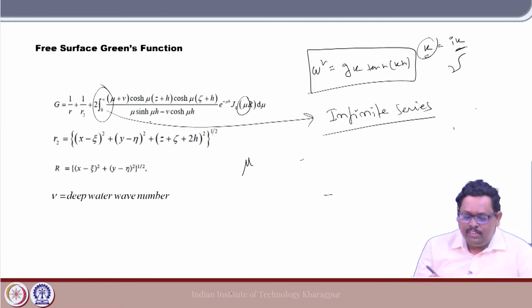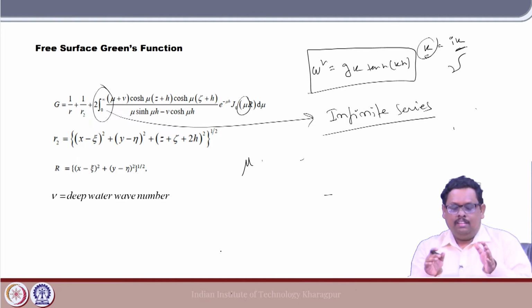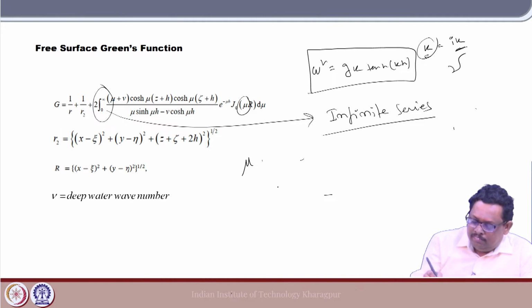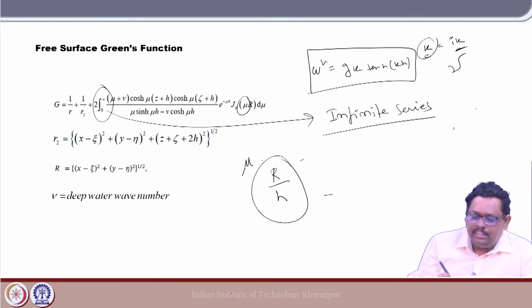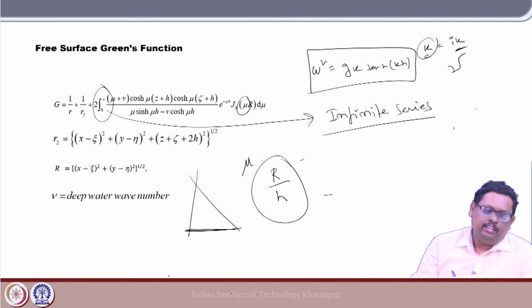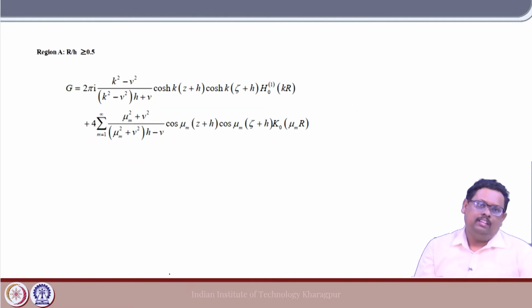Now, what we do basically is separate this integration zone into several zones based on the ratio r by h. This ratio is basically the projective distance r divided by the water depth h. Based on that we write several solutions. And these have all been available for the last 30 years.